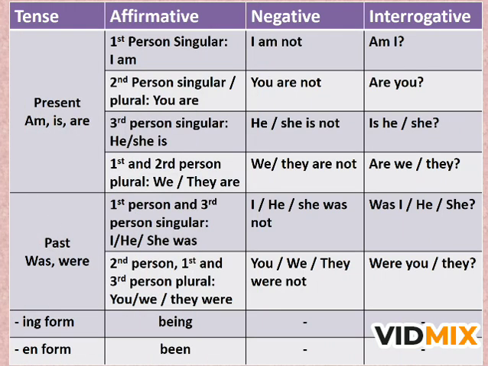This is a table of be: present form and past form, affirmative, negative, and interrogative. 3 forms. It's very easy. For example, I am not, am I. Write down the table.